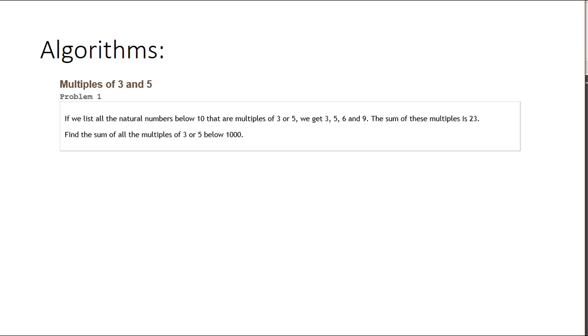So here's a great kind of problem that you might want to develop an algorithm for. If we list all the natural numbers below 10 that are multiples of 3 and 5, we get 3, 5, 6, and 9, and the sum is 23. So we want to write an algorithm to find the sum of all the multiples of 3 or 5 below 1,000. You could do that by hand, but you're probably better off to write a generalized algorithm and then have a computer process that.